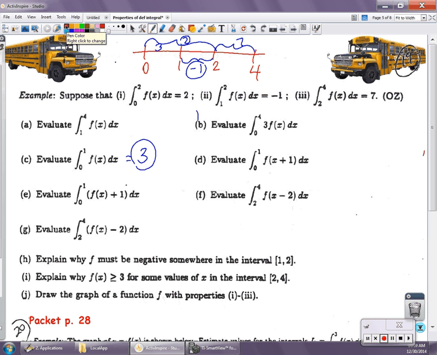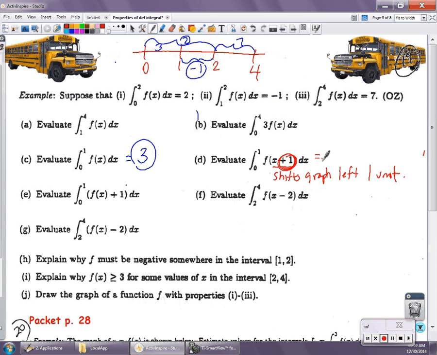Letter D, f of x plus 1. Now remember from your algebra experience that x plus 1 shifts the graph left 1 unit. Now we can play with going back up to the number line and shifting the graph 1 unit, trying to figure out what that does, but I think it's a little bit easier.